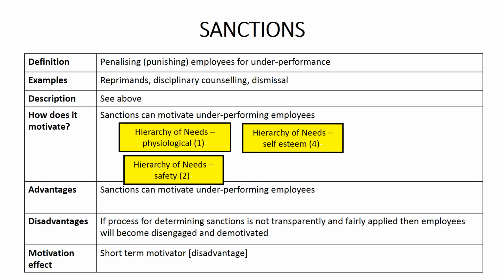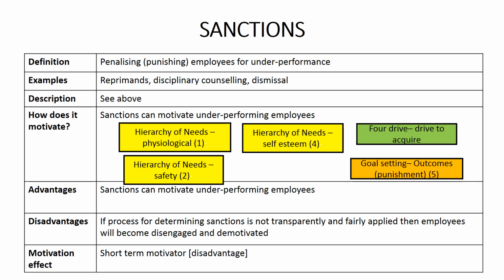According to Lawrence and Nohria's 4 drive theory, threatening to reduce an employee's pay or threatening to demote the employee will motivate the employee to improve their performance because these actions are contrary to the employee's drive to acquire. Finally, under Locke and Latham's goal-setting theory, one outcome, referred to in the 5th stage of goal setting, could be to penalise or punish an employee who fails to achieve their individual goals by imposing a punishment such as a pay reduction, a demotion, or, as a last resort, dismissing the employee.